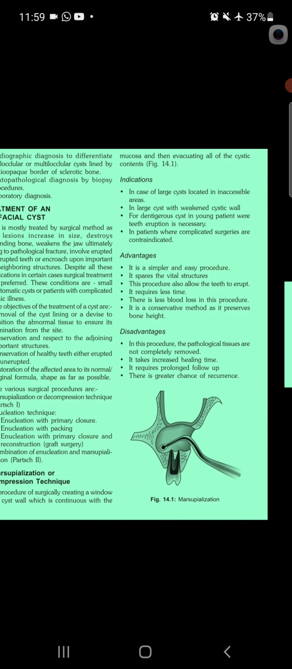Now come to the diagnosis of orofacial cysts. The diagnosis of a cyst is done by a combination of the following methods. Number one, history taking and clinical diagnosis. Second is radiographic diagnosis, to differentiate unilocular or multilocular cysts lined by a radiopaque border of sclerotic bone. In a radiograph, a cyst has a radiopaque border. Next is histopathological diagnosis by biopsy procedure, and next is laboratory diagnosis.